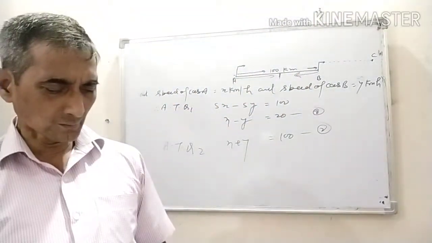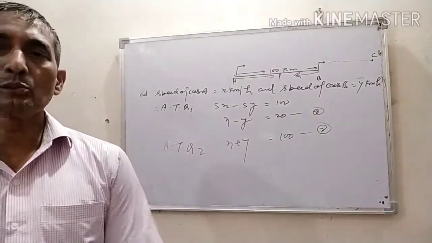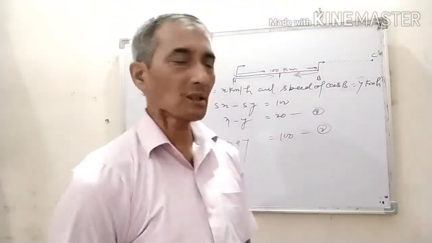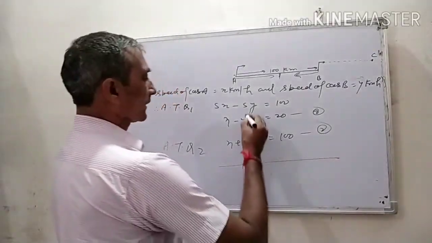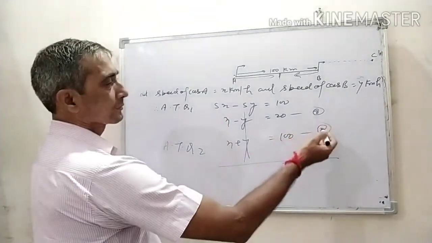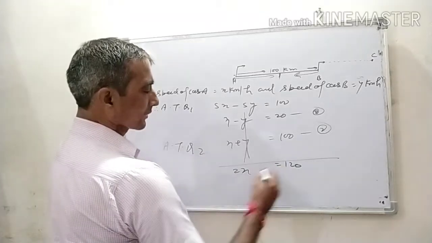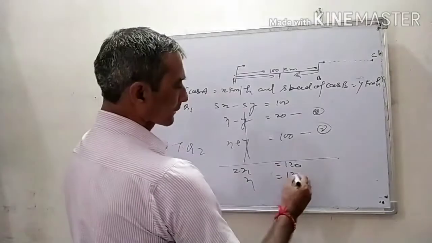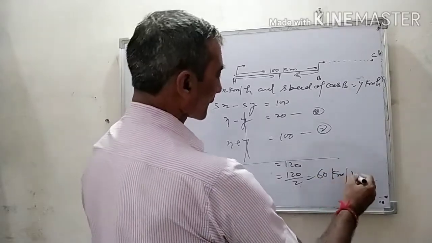For the solution, there exist algebraic methods. You can select any algebraic method. That means we are going to solve this equation by the elimination method. Then y is eliminated by adding equation number 1 and 2. 2x is equal to 120. Now x is equal to 120 by 2. That is 60 km per hour.